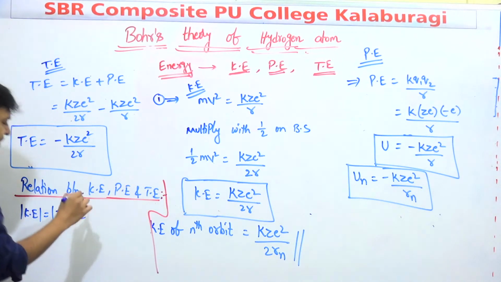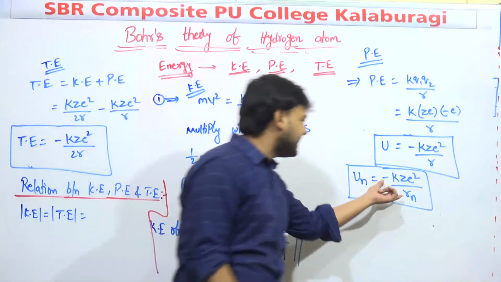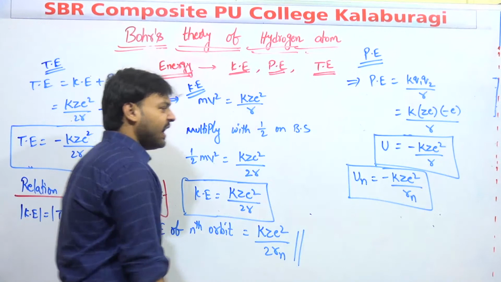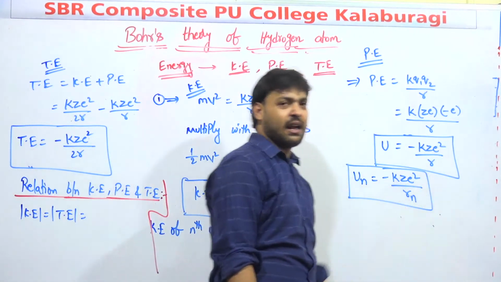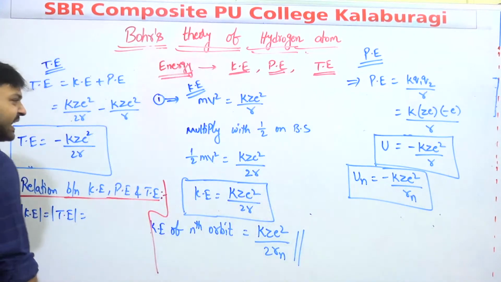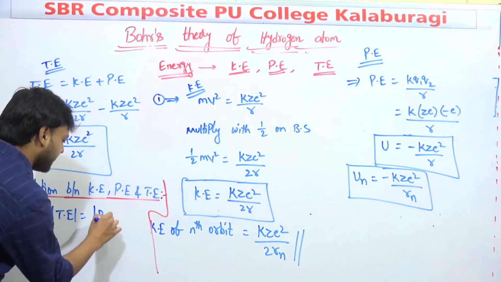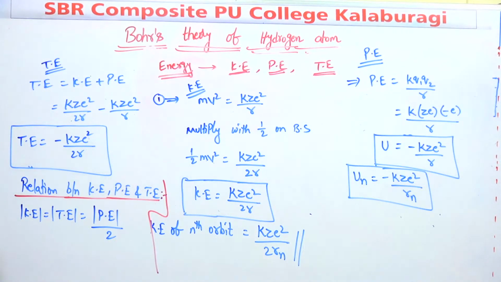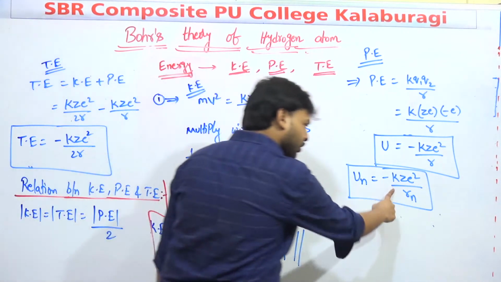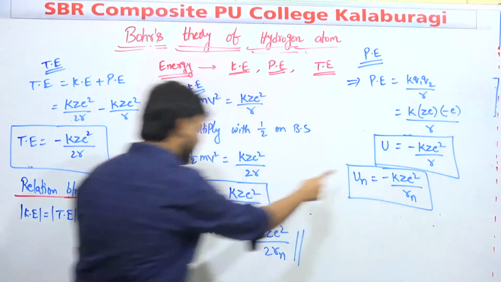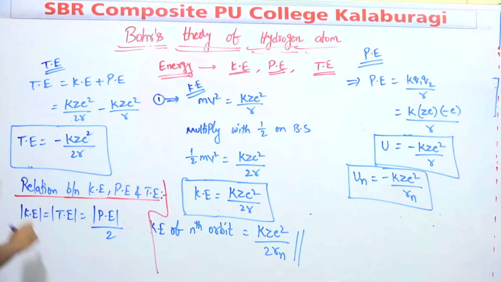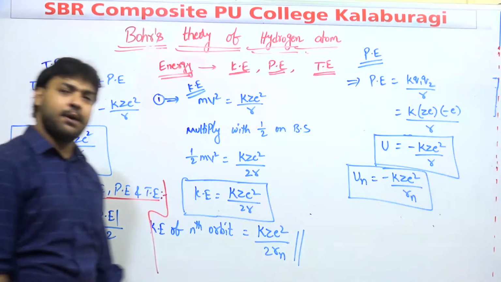So both are the same. Now what do you mean by potential energy? Here it is kZe² by 2r and here it is kZe² by r. So I can write it as the modulus of potential energy divided by 2. If I divide the potential energy by 2, then only that will be equal to the kinetic energy as well as the total energy. So this is the final relation, very important for the problems.